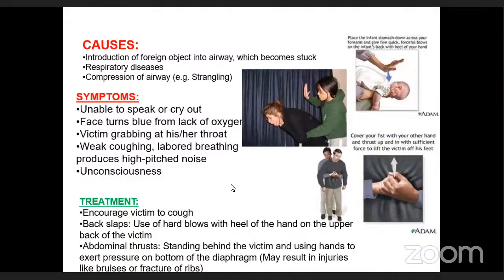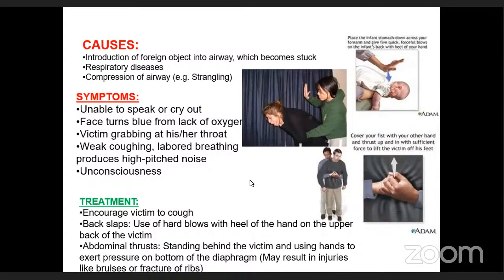Okay? The person will be unable to speak or cry out. The face will look blue. Then victims will be grabbing his or her throat, as we have it in the picture. Then there will be weak coughing and labored breathing. The breathing will be done with force instead of ease, which will produce a high-pitched noise. The breathing will be making some noise, then unconsciousness comes in.